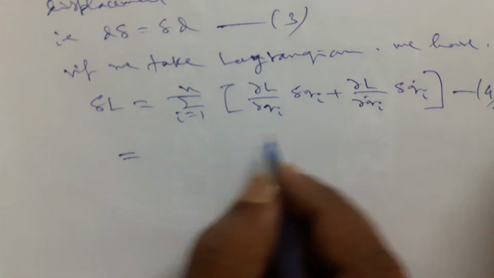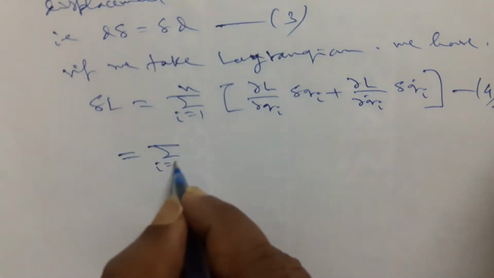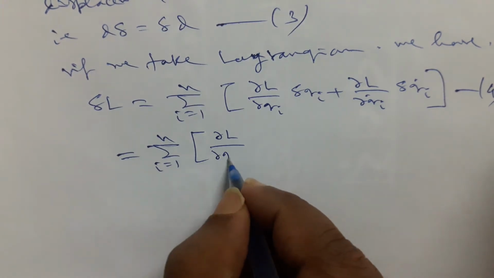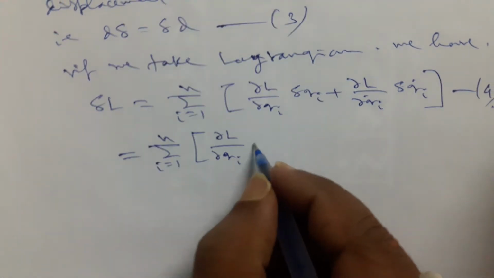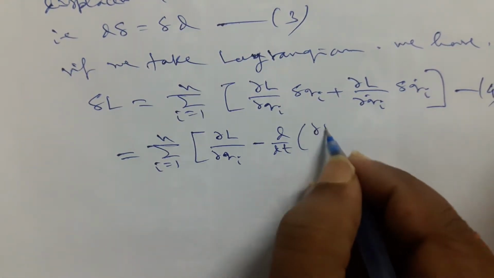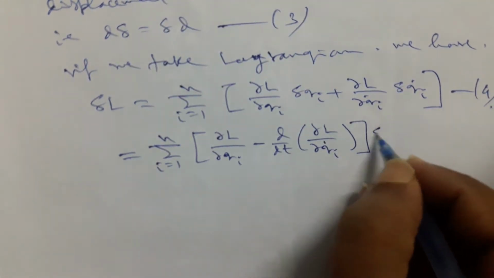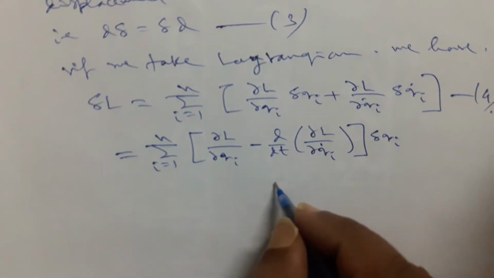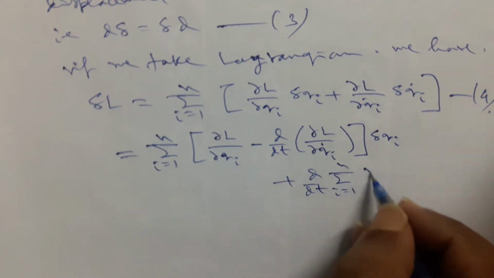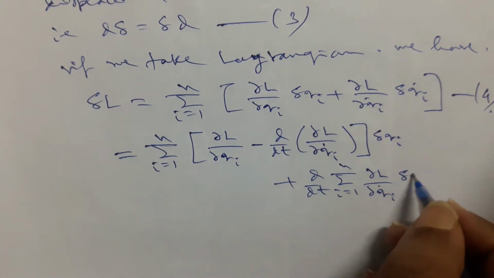And therefore if we make a slight adjustment here, sum over i equals 1 to n of del L/del qi minus d/dt of del L/del qi dot, times del qi, plus d/dt of the sum over i equals 1 to n of del L/del qi dot del qi.